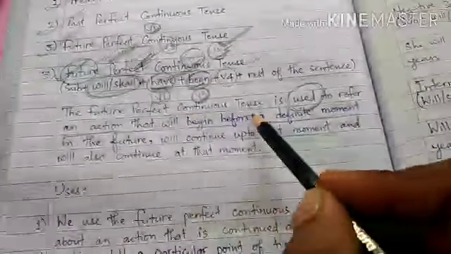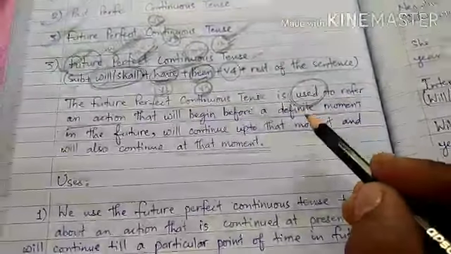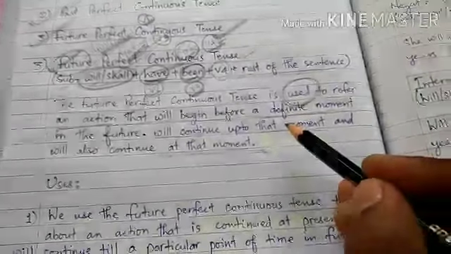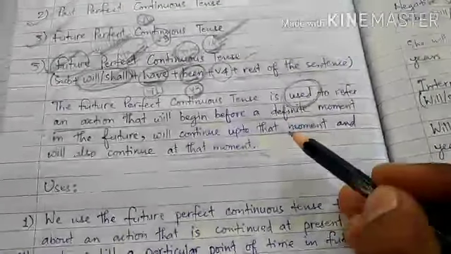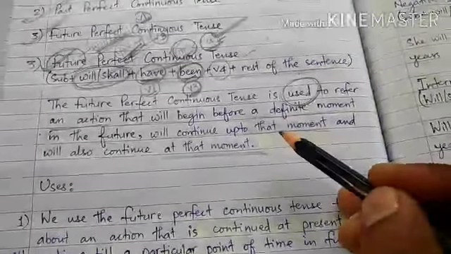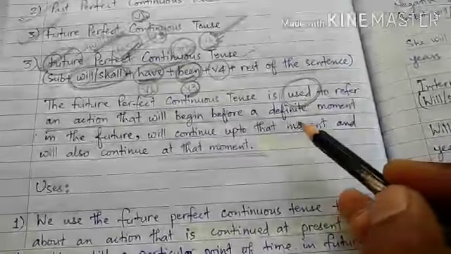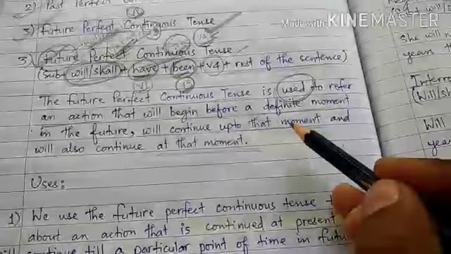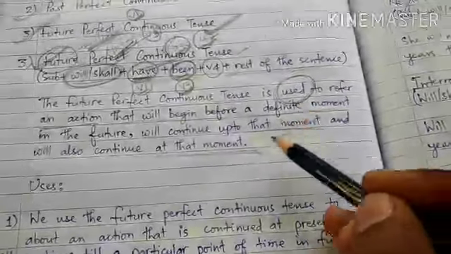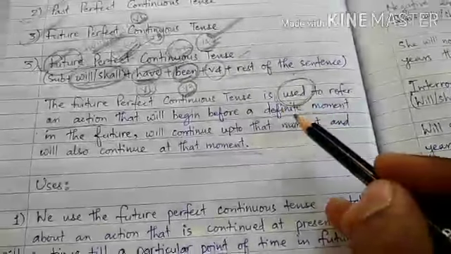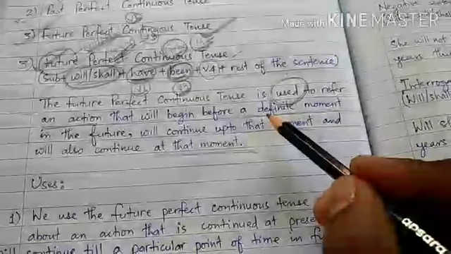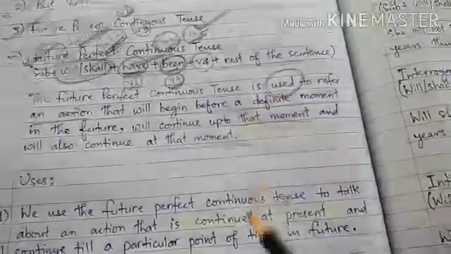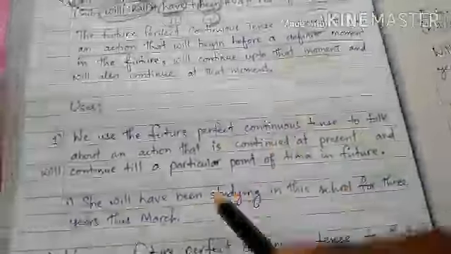Future perfect continuous tense is used to refer to an action that will begin before a definite moment in the future and will continue to that very moment for a certain duration of time or will continue up to the greater extent. हो सकता है कुछ समय के लिए वो वहां पर कंटिन्यू हो या तो वो कंटिन्यू होता रहे. Understood? So now we will understand the uses.